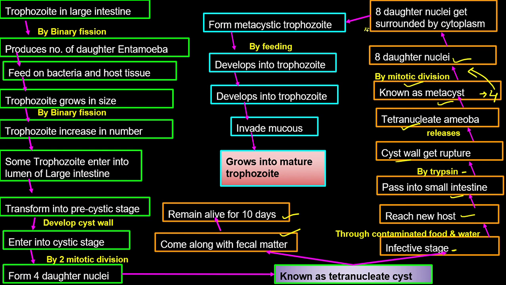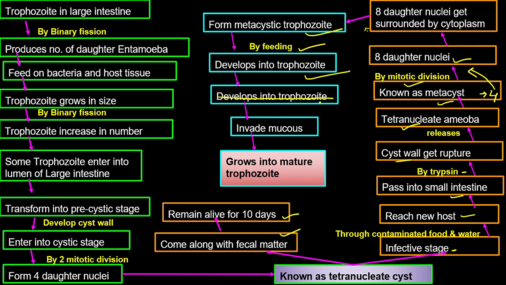All these 8 daughter nuclei are surrounded by the cytoplasm. We call it a metacystic trophozoite. Okay, the daughter cells that are produced, we call them metacystic trophozoites. And it started feeding, and to feed, what does it develop into? Feeding stage, right, so what will it develop into? It develops into the trophozoite.